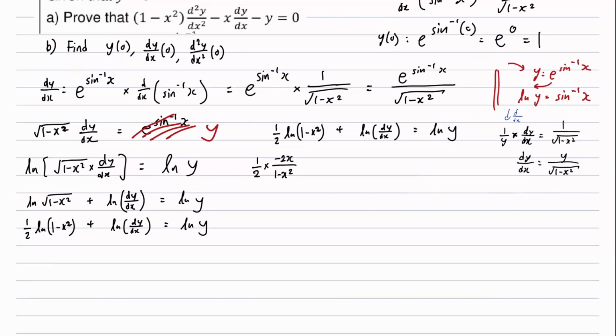Then plus ln dy by dx. Differentiate ln dy by dx: 1 over dy by dx, then times the derivative of the inner. In this case, you're differentiating dy by dx, which gives you d2y by dx squared. Equals to 1 over y, then dy dx. Yes, correct.